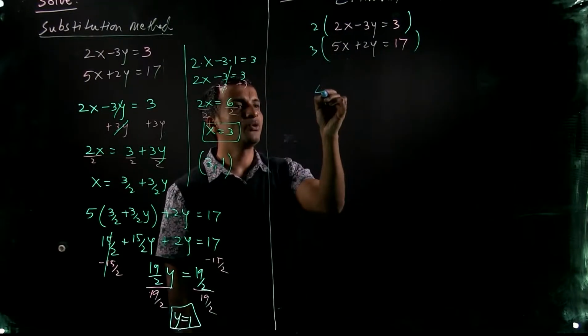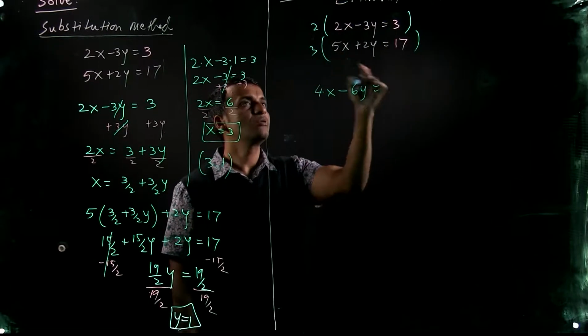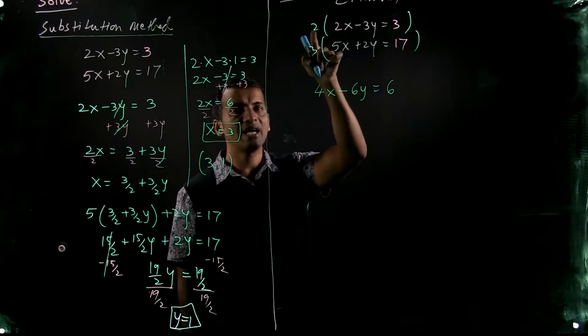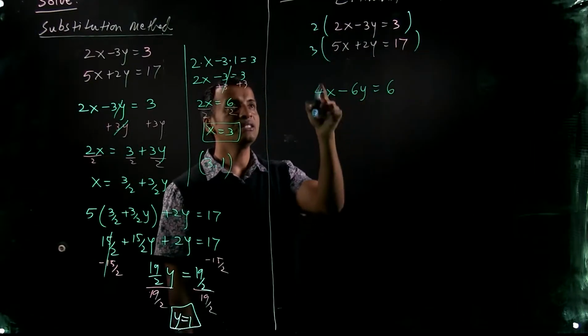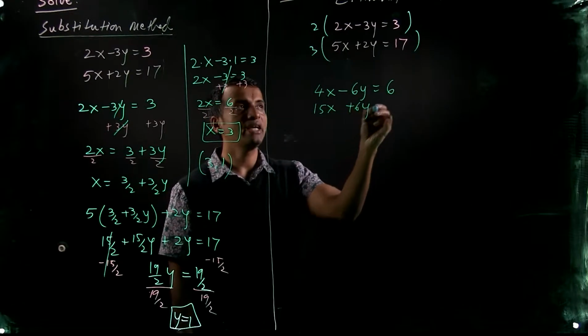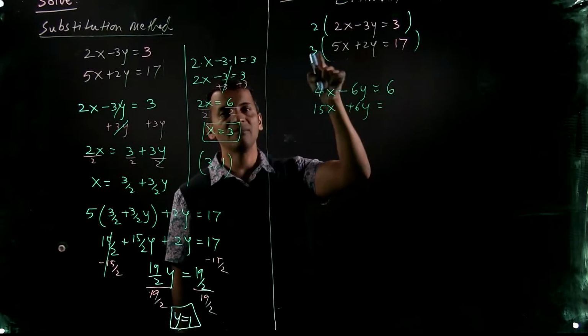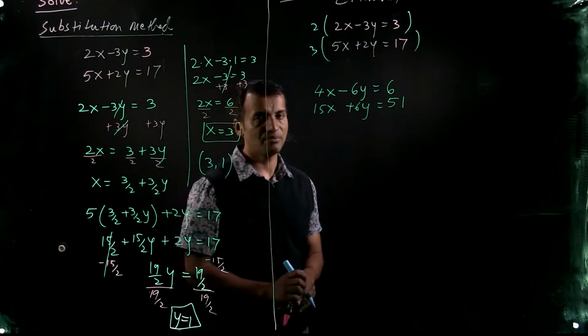Let's do that. The first equation will be 4x minus 2 times 3 is 6y equals 2 times 3 is 6. So you distribute that 2 to everything there. Next is 3 times 5 is 15x plus 6y equals 17 times 3, which is how much? 51. That's right.